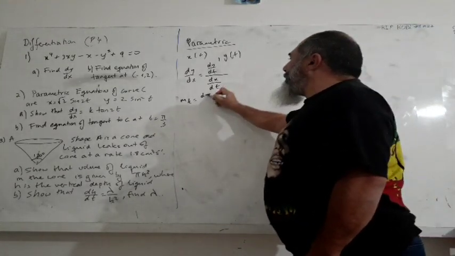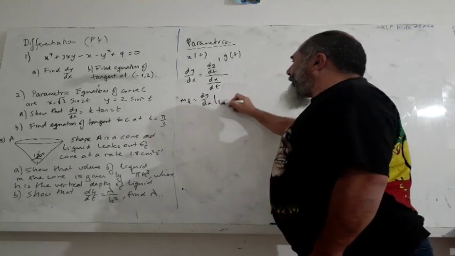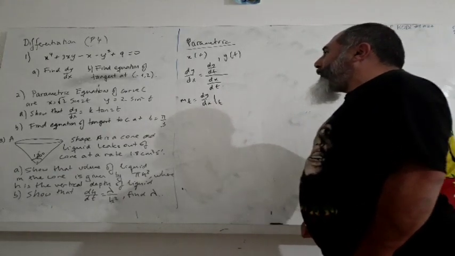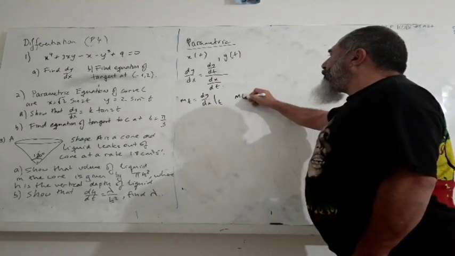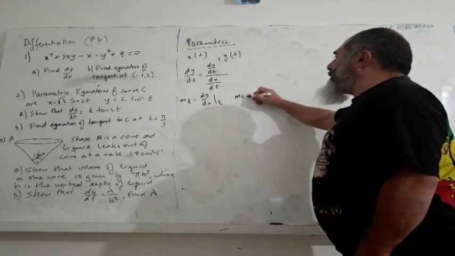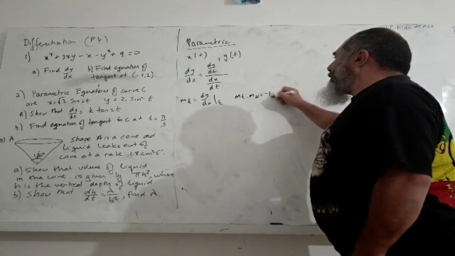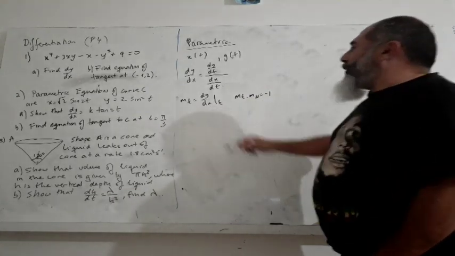And again, to be able to find the gradient of the tangent, we have to find dy over dx and substitute the t value there. And if you want to find the gradient of the normal line, we have to remember that m tangent times m normal is equal to minus 1. So let's carry on with question 2.